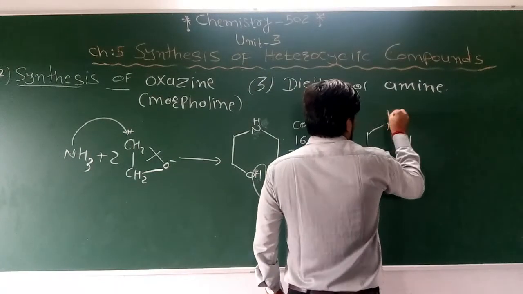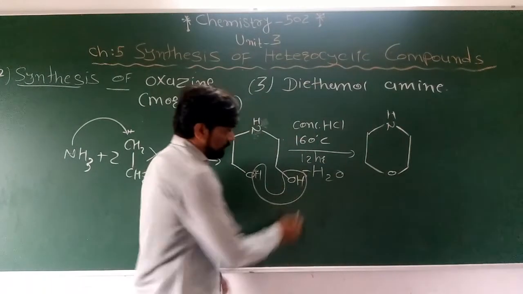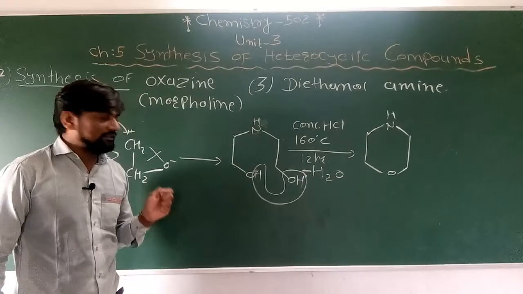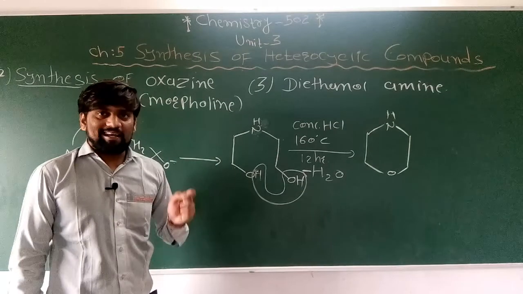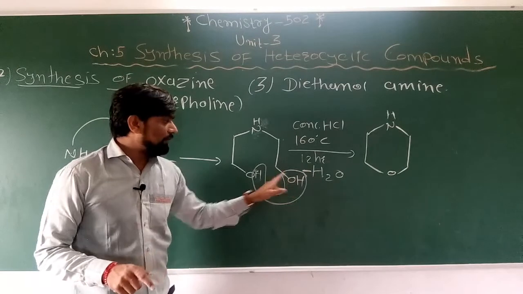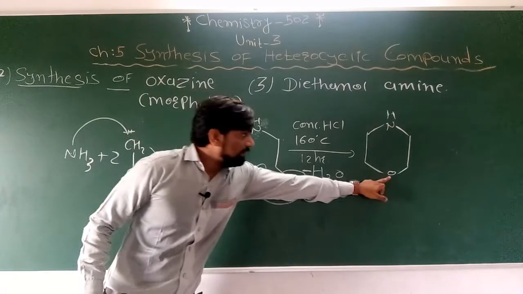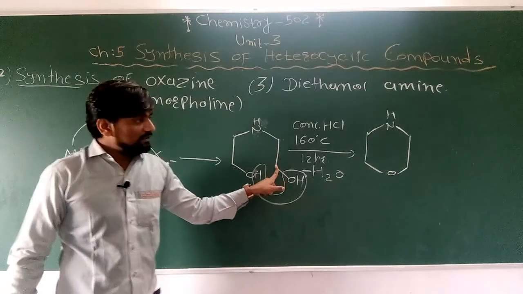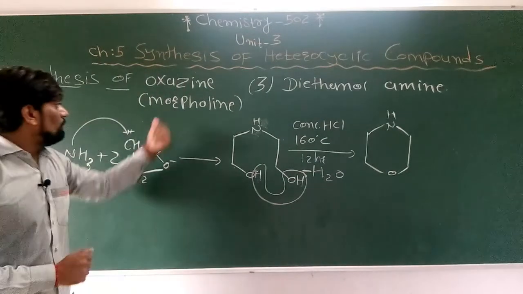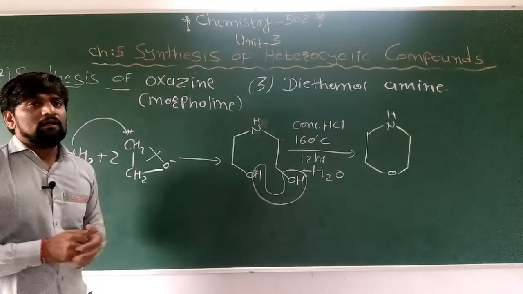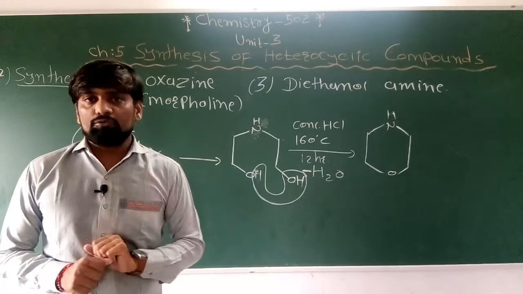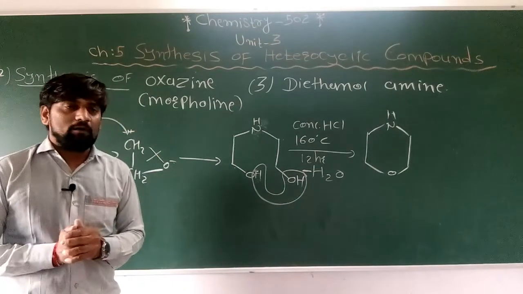So this is the NH. H2O will be removed out. Whenever this diethanolamine reacts in the presence of concentrated HCl at 160 degrees Celsius for 12 hours, at that time H2O will be removed, H plus and OH minus, and this oxygen is directly bonded with this carbon. That's why morpholine will be formed. So this is the third synthesis for morpholine. In total, with 1 and 2 having 2 syntheses, a total of 5 syntheses are complete for morpholine.